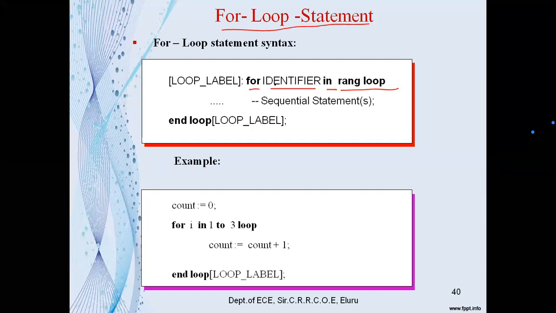This is the syntax, and after that you will have the sequential statements which are to be executed in that iterate process, and you can end this for loop with end loop with an optional loop label. So this is the syntax of the loop statement here. The most important part is: for user defined name in range loop. Now see an example of this one here.